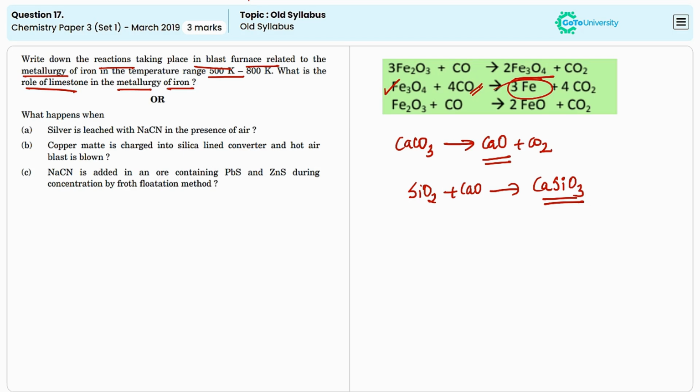Now let's come to the OR question. Here we have to explain what happened when silver is leached with sodium cyanide in presence of air. It will produce the complex [Ag(CN)2]⁻.